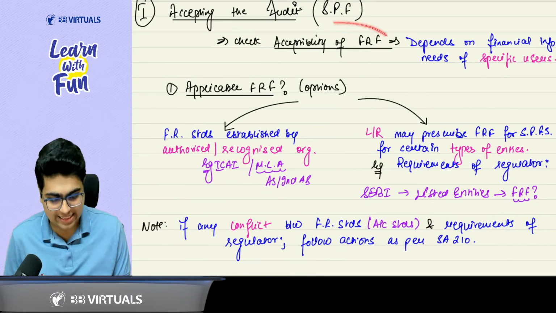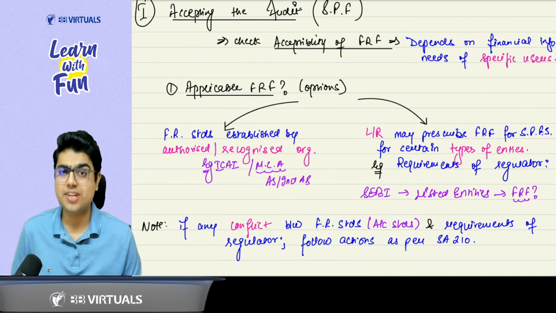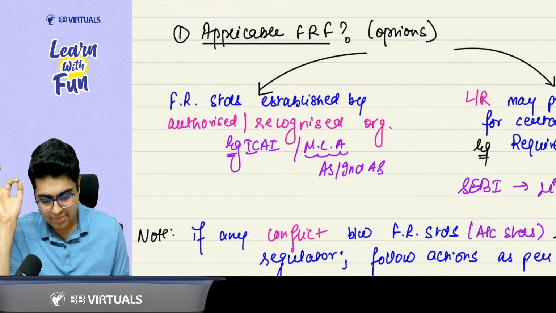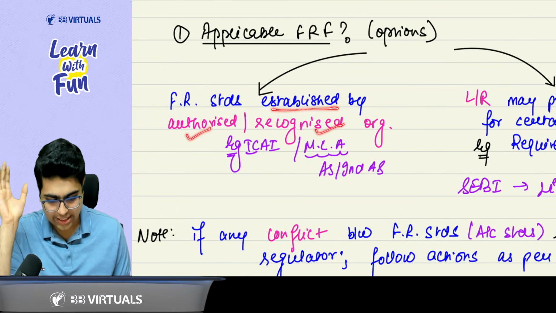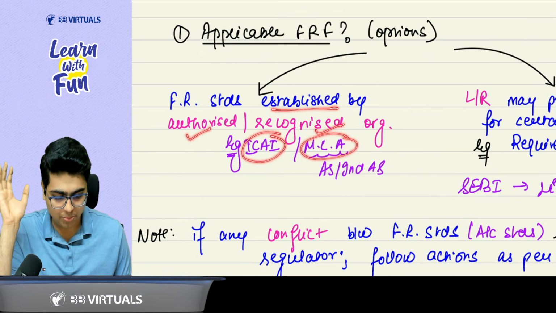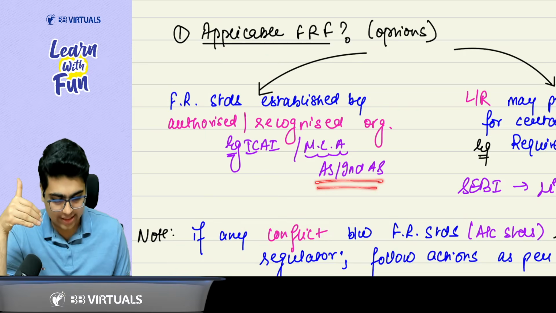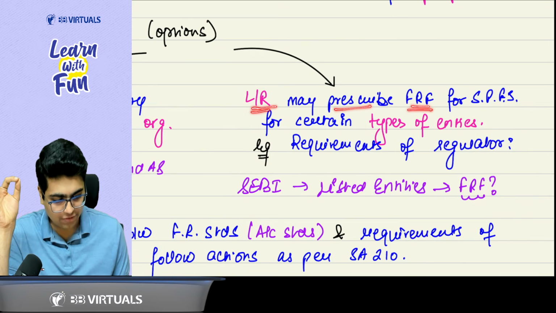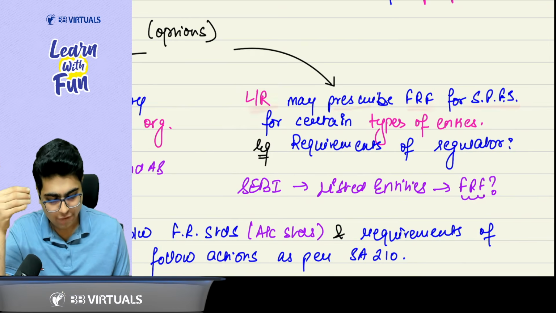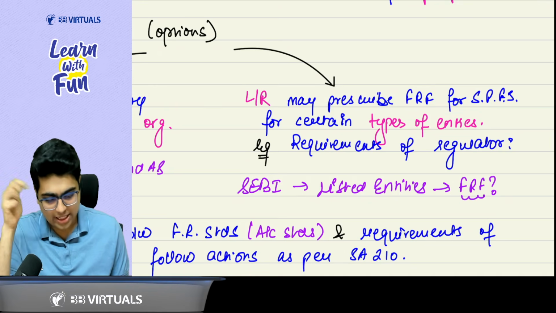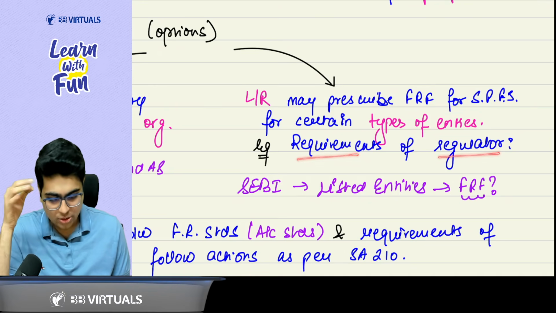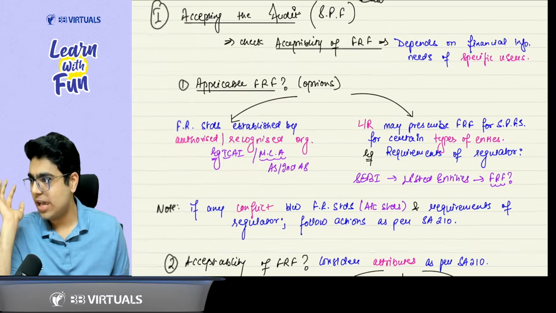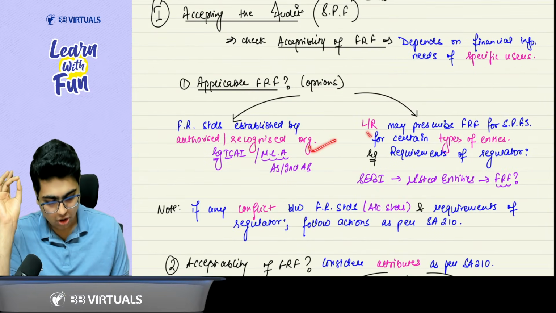Before checking the acceptability, let's see what options are available. These options are called applicable FRF. It says the FRF can be established by an authorized or recognized organization like ICAI or the Ministry of Corporate Affairs, which provide us with the standards. Or law or regulation can prescribe the financial reporting framework for special purpose financial statements for certain types of entities. For example, requirements of a regulator. In case of listed entities, SEBI says what the FRF should be. So FRF can be provided by an organization or by law or regulation.